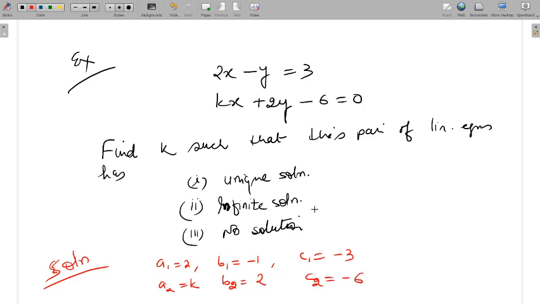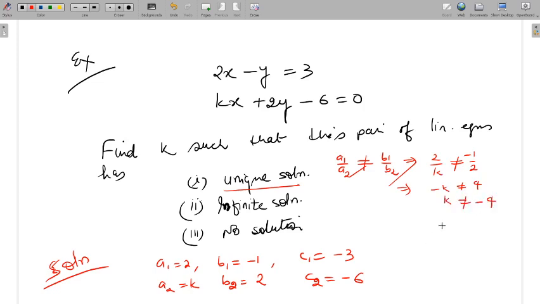Now see, for unique solution the condition is a1/a2 must not be equal to b1/b2. So let me use this condition. We have 2/k should not be equal to -1/2. If you cross multiply, you get minus k should not be equal to 4. That means k should not be equal to -4. So your k can be any real number. So we write like this: k belongs to all real numbers except -4.